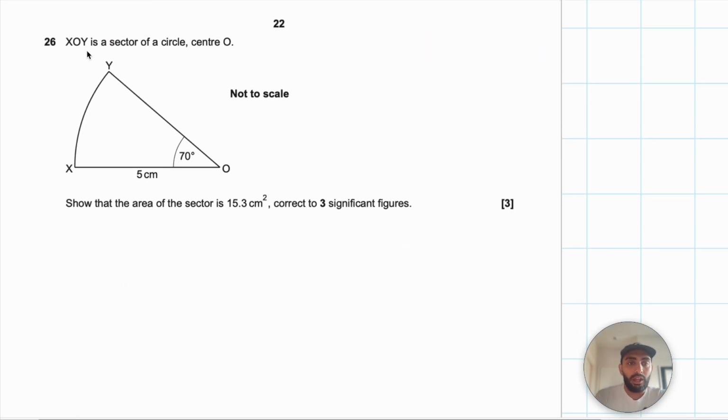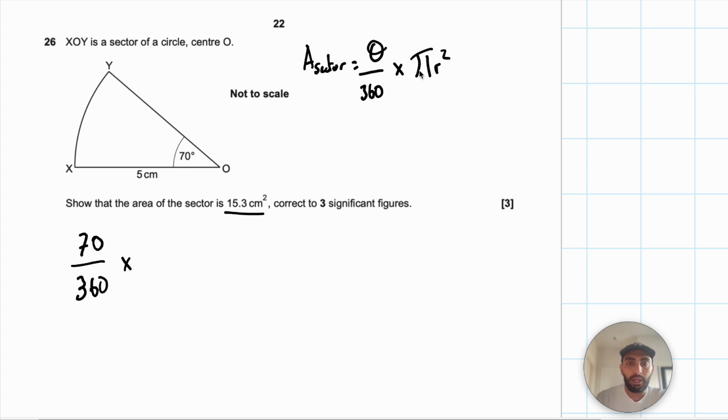Question 26. XOY is a sector of a circle, centre O. Show that the area of the sector is 15.3 centimetres squared, correct to three significant figures. What's the formula for area of a sector? It's theta, the angle, divided by 360 multiplied by the formula for area of a circle, which is pi r squared. So it's the proportion of the circle that we have multiplied by the formula for area of a circle.